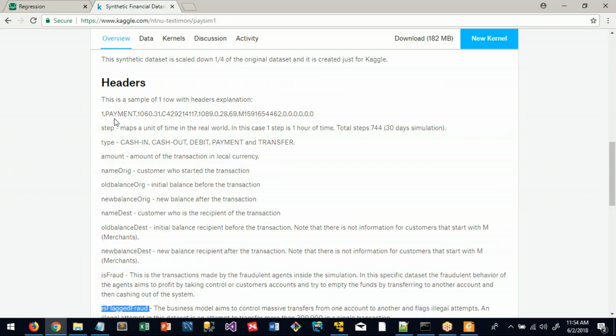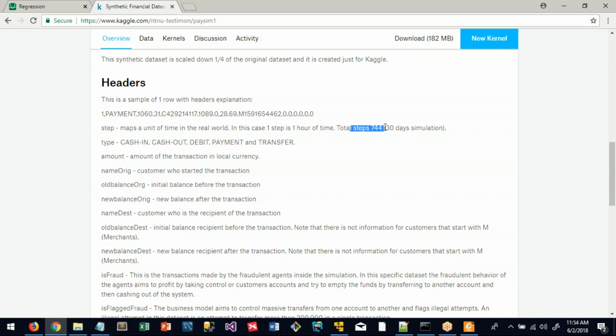All right. Then you will find some other variables also over here in this data set, right? I'll go through all of them one by one so that we can understand it. This is the most important variable in the whole data set in my regard. This step variable, it maps a unit of time in the real world. In this case, one step is 1 hour of time.